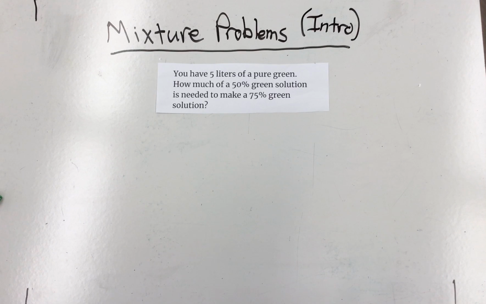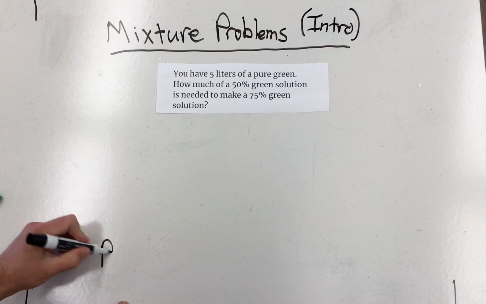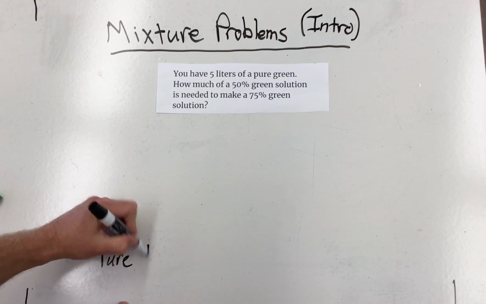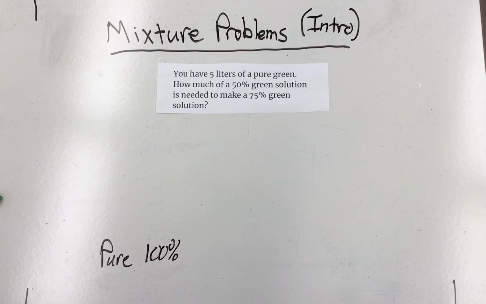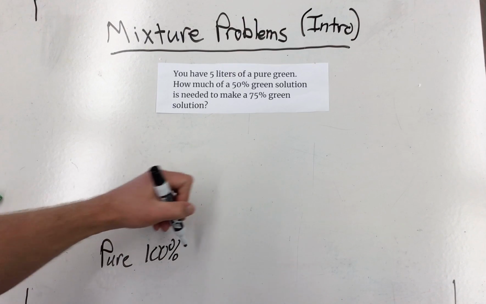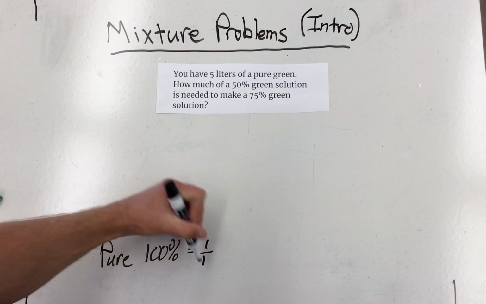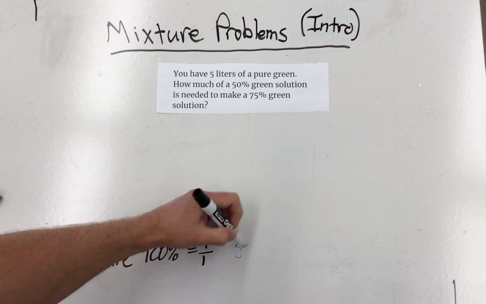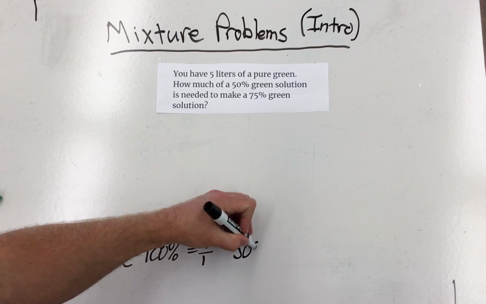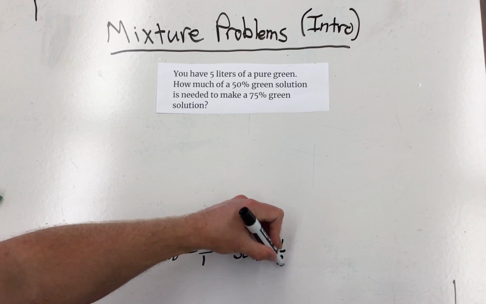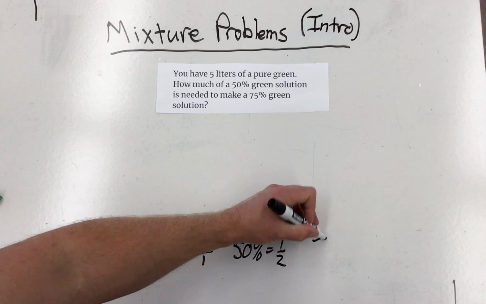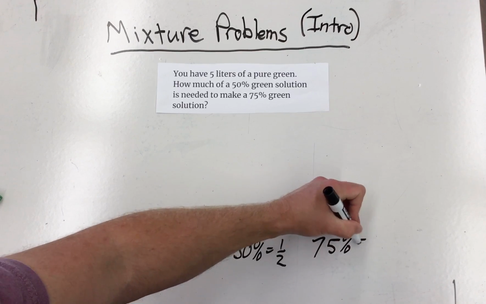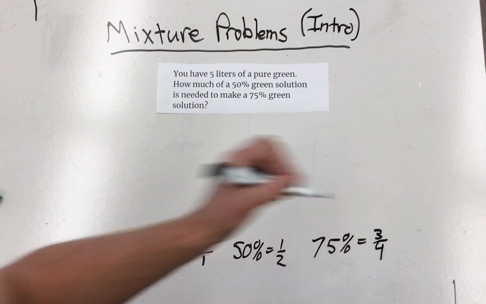Now you might be wondering, well, what exactly are we supposed to do with that information? Well, let's start breaking some of it down. What does it mean for something to be pure? Well, pure means that we have 100% of something. Or if we were to think of that as a fraction, 1 over 1. What we are going to do is add a bunch of 50%, which is 1 over 2, to ultimately get something that is 75%, which is equal to 3 over 4.